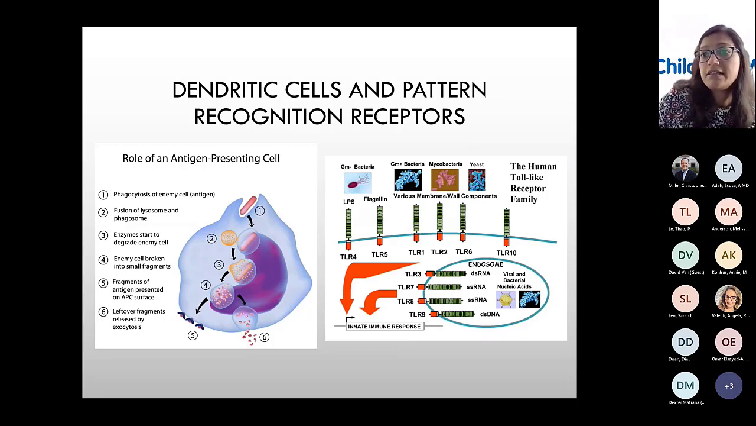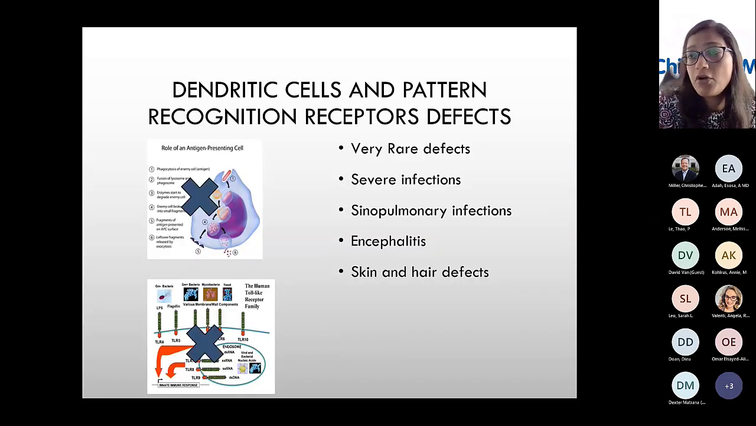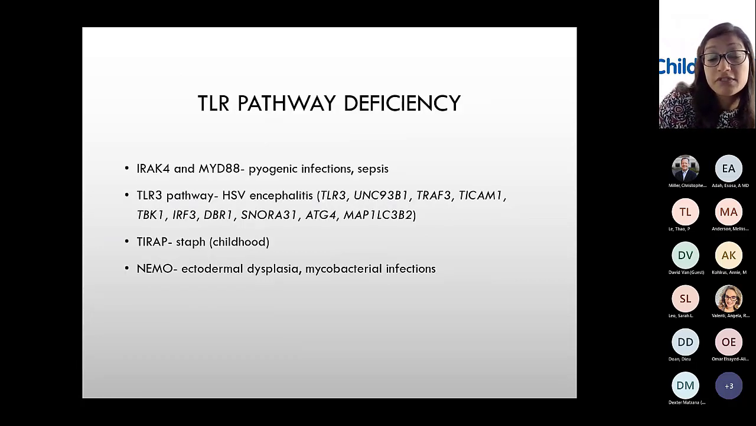We look at the dendritic cell defects or defects that are caused by recognition receptors, such as toll-like receptors. These are pretty rare. They can have severe infections like mycobacterial infections, other viral infections like HPV, HSV. They can present with ectodermal dysplasia and those kinds of severe phenotypes. So some of those are depicted in this particular deficiency called TLR pathway deficiency.